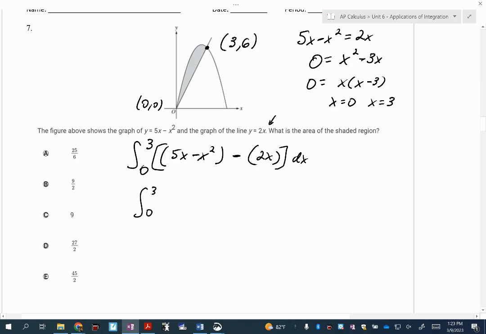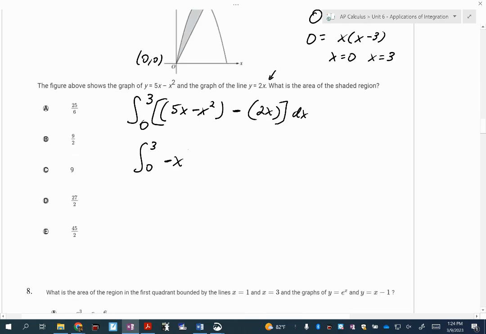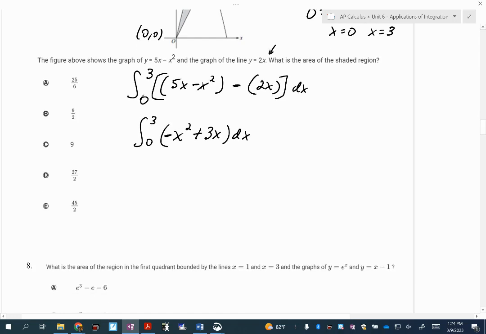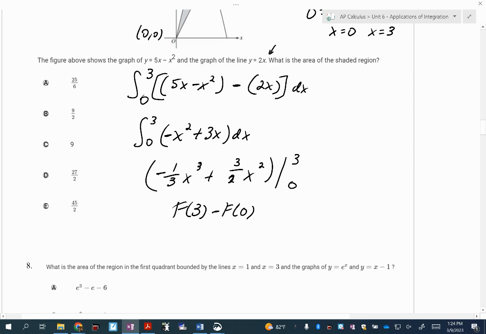Let's clean it up a little bit. We have negative x squared. 5x minus 2x is 3x. All right, the antiderivative is going to be negative 1/3 x cubed plus, this is going to be 3/2 x squared. So we want to put 3/2 in front there and then evaluate it at 3 and 0. We're back to getting excited when I see that 0 because I don't see the natural exponential function.